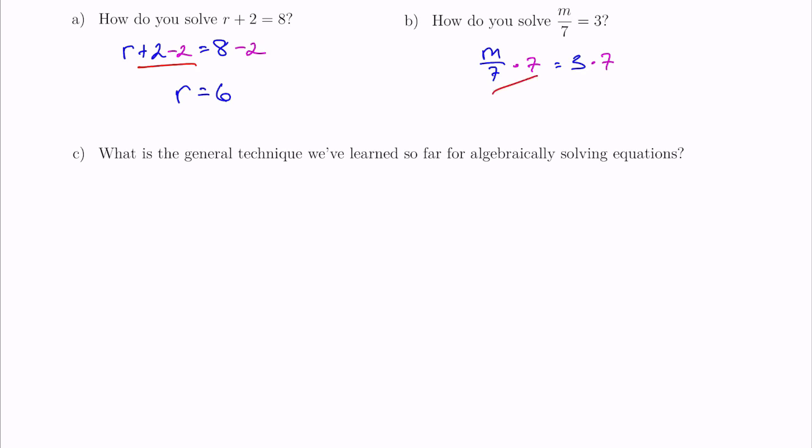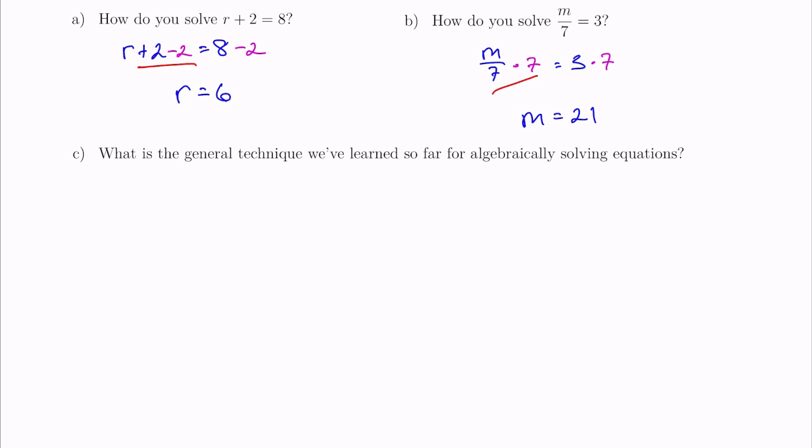And that action of both dividing and multiplying by 7 cancels each other out. And what we're left with is a simple m on the left side of the equation. And on the right side of the equation, 3 times 7 is 21. But again, the focus is not on what's the solution, but how do we solve this?